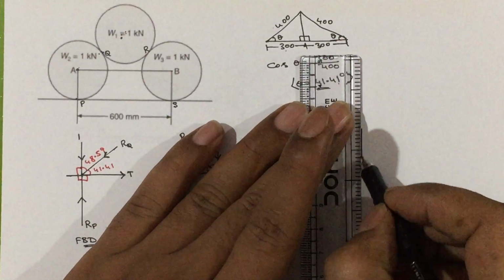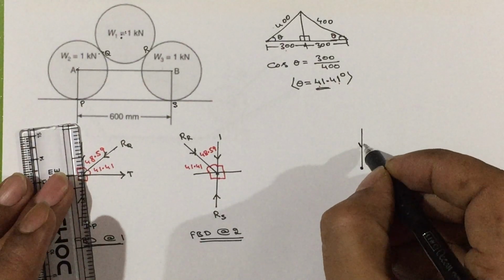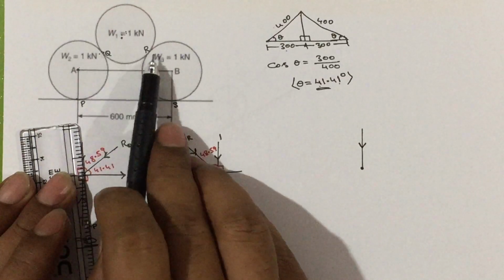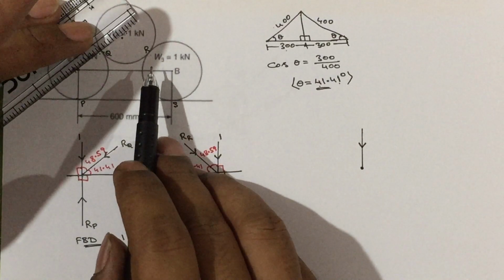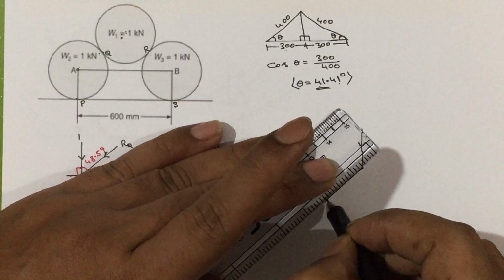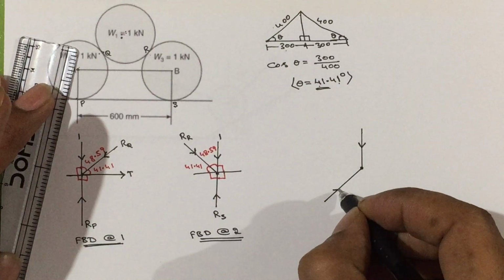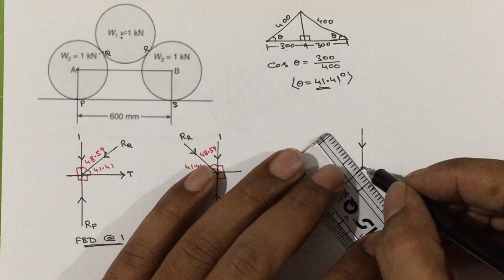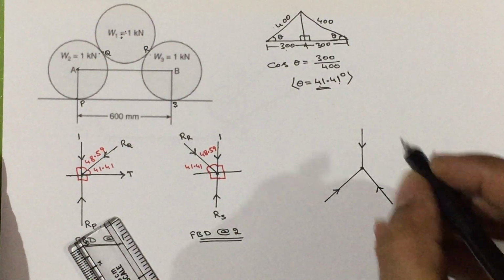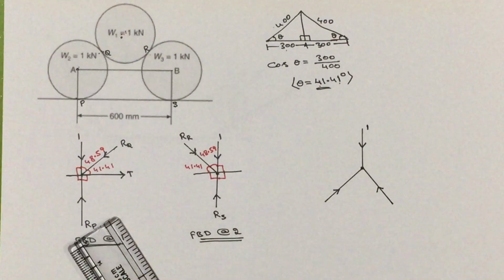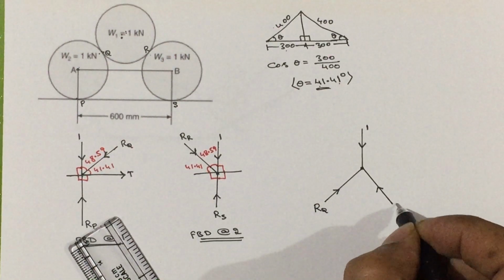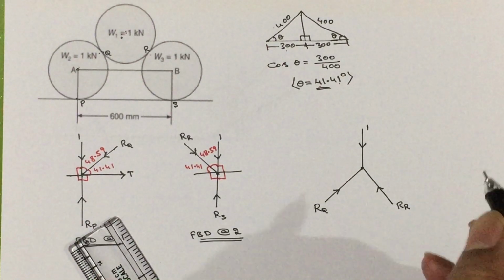First of all, draw the weight of the ball, which acts vertically downwards. Then this ball is in contact at point Q and point R. So join the center and the contact points. This will be the compression reaction, and like this, on this side also we have a compression reaction. This is the weight, 1 kilonewton. Then here we have the reaction at Q point and the reaction at R point.